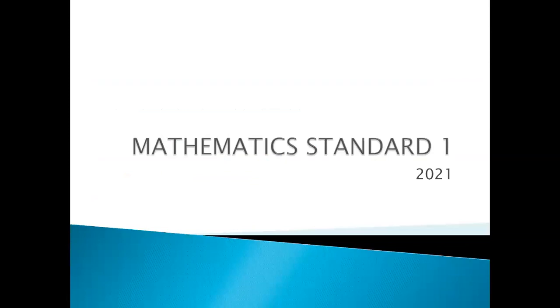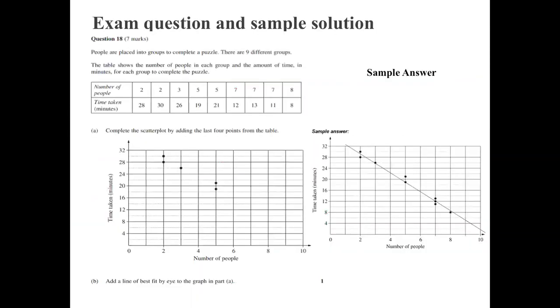So in standard 1, we have question 18. Question 18 had 4 parts. So in part A, they had to plot the last 4 points. Then in part B, they had to add a line of best fit. So that's the solution there.